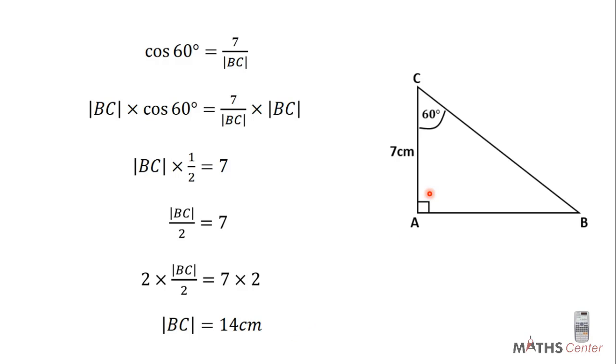So you see, using the trig ratios we have been able to find the length of the side of a right angled triangle when a side and an interior acute angle is given to you. So here we are given the side AC and one of the acute angles as 60 degrees, and we have been able to find the opposite side and the hypotenuse.